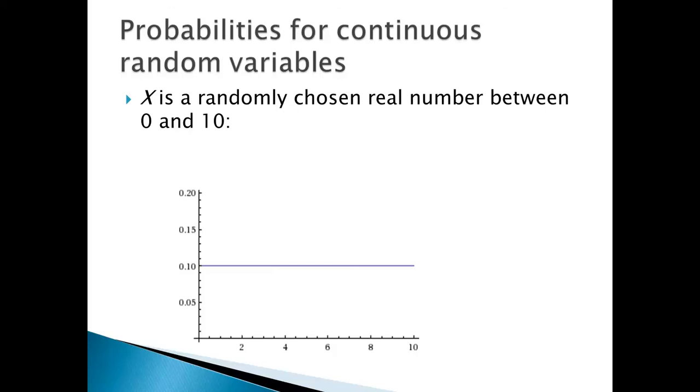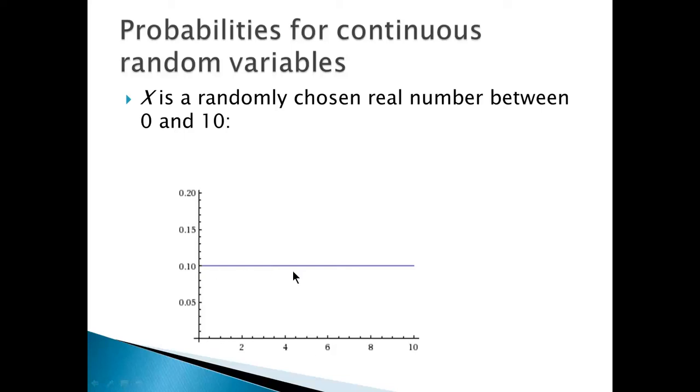Now for continuous random variables, the story is a little more complicated. So here, the random variable is a randomly chosen real number between 0 and 10. So we're not talking about just 1, 2, 3, 4, 5, 6, 7, 8, 9, or 10. We're talking about X having a possible value of 2.3759 or 6.14. So in that case, you don't talk about the probability of a particular outcome, you talk about the probability of a range.